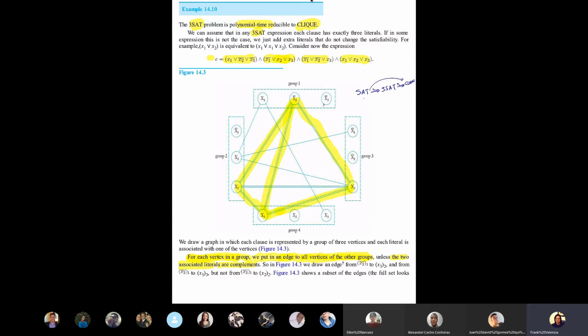Who was the one who talked before? Who gave this name? Yo, Juan David. Juan David, that was very good. And the reason for that is that, remember, we do not have links within groups. There is no link inside a group. So if there is a clique of size 4, it must involve all the groups, which was the thing that you said.